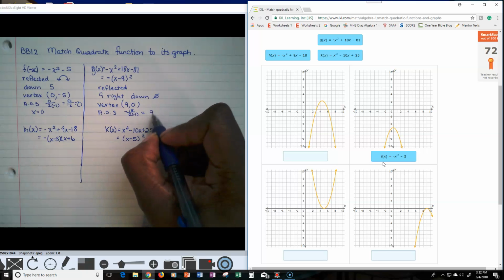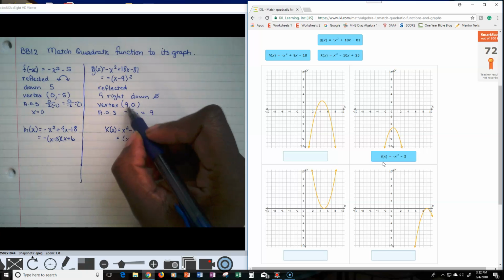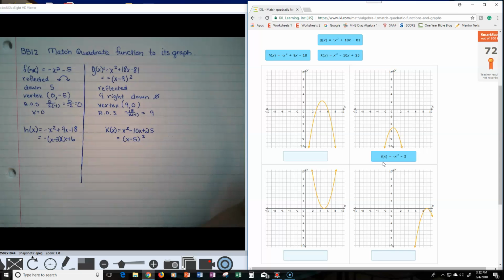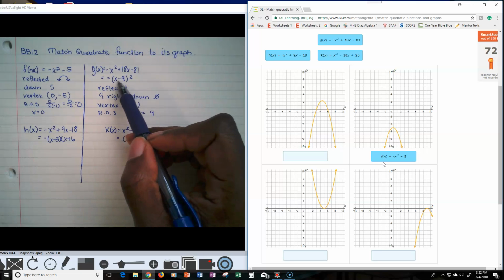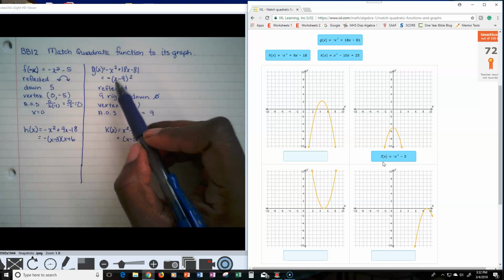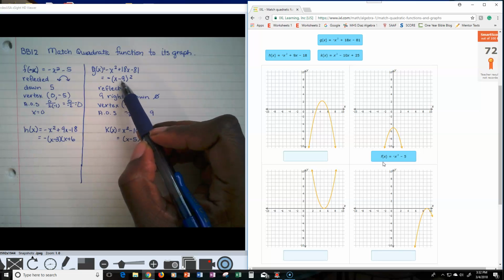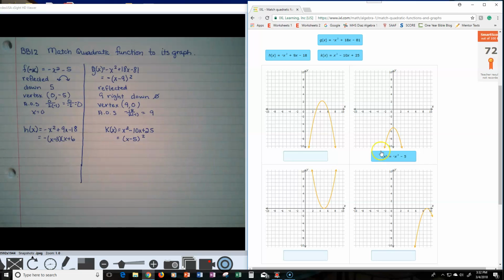So it would be 9, which makes sense because if the x value in my vertex is 9, that means my axis of symmetry is also 9. Also, if we look at our zeros here, then that means that my 0 would be +9 as well. So let's see which one we have like that. Well, this one obviously isn't it because our vertex isn't 9, 0. This is the only one where our vertex is 9, 0. So I'm going to drag that down here.